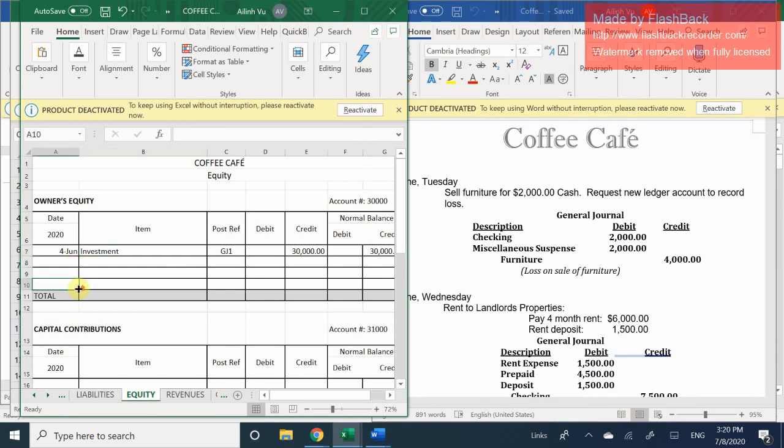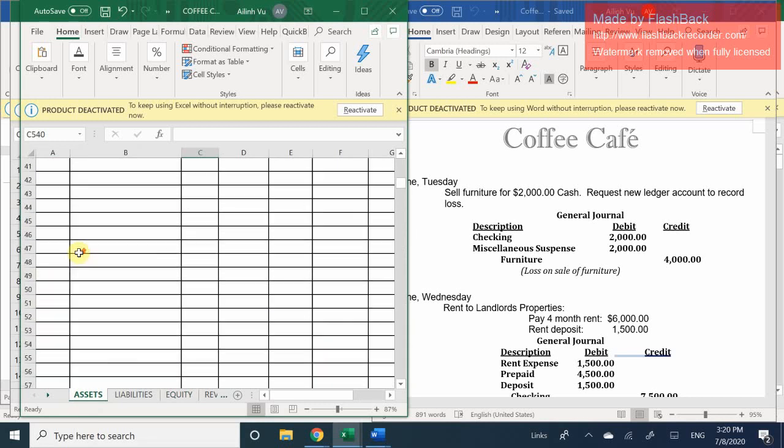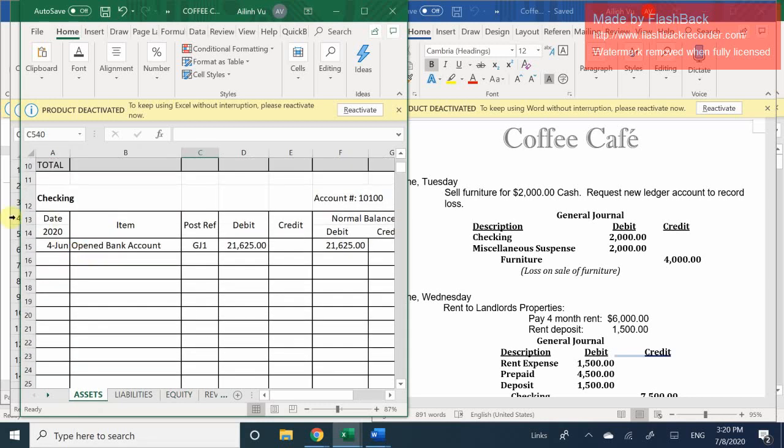Okay, so I'm going to start from the very, very top since that was the first thing that I received. I received cash, right? So I'm just going all the way to the top. So I'm at checking. Okay, I'm going to go ahead and indicate the date, June 4th, and I'm going to write cash sale on furniture.